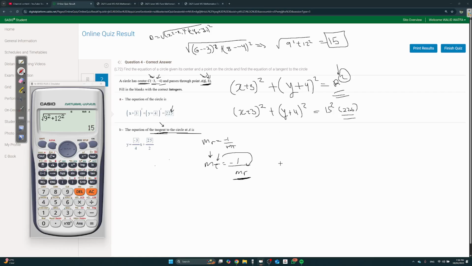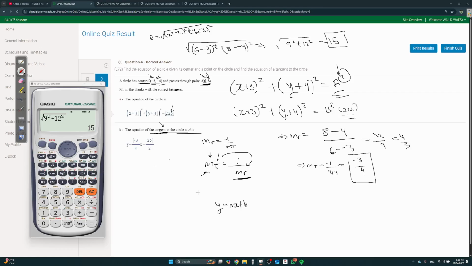So let's find the slope of the radius, which is y2 minus y1, so 8 plus 4 over x2 minus x1, 6 plus 3. So you get 12 over 9, which is 4 over 3. Now, can I find the slope of the tangent? Of course I can. It's going to be negative 1 over 4 over 3, so it's going to be negative 3 over 4. Perfect. I have the slope of the tangent, so I'm pretty much done.